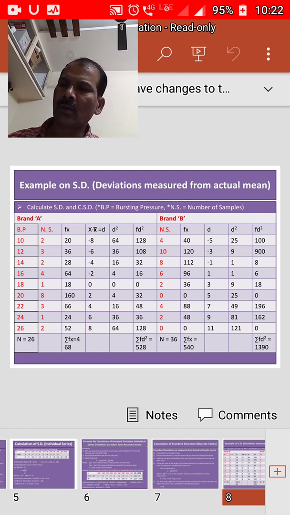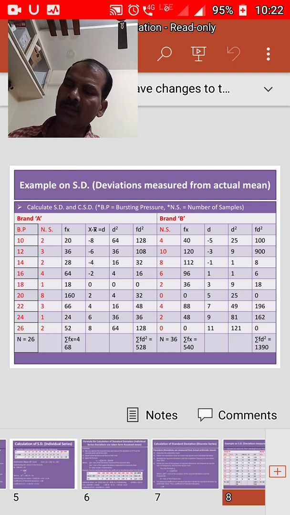You need to subtract from x, that is bursting pressure. 10 minus 15 is equal to minus 5. 12 minus 15 is equal to minus 3. 14 minus 15 is equal to minus 1. 16 minus 15 is equal to 1. 18 minus 15 is equal to 3. 20 minus 15 is equal to 5. 22 minus 15 is equal to 7. 24 minus 15 is equal to 9. 26 minus 15 is equal to 11.